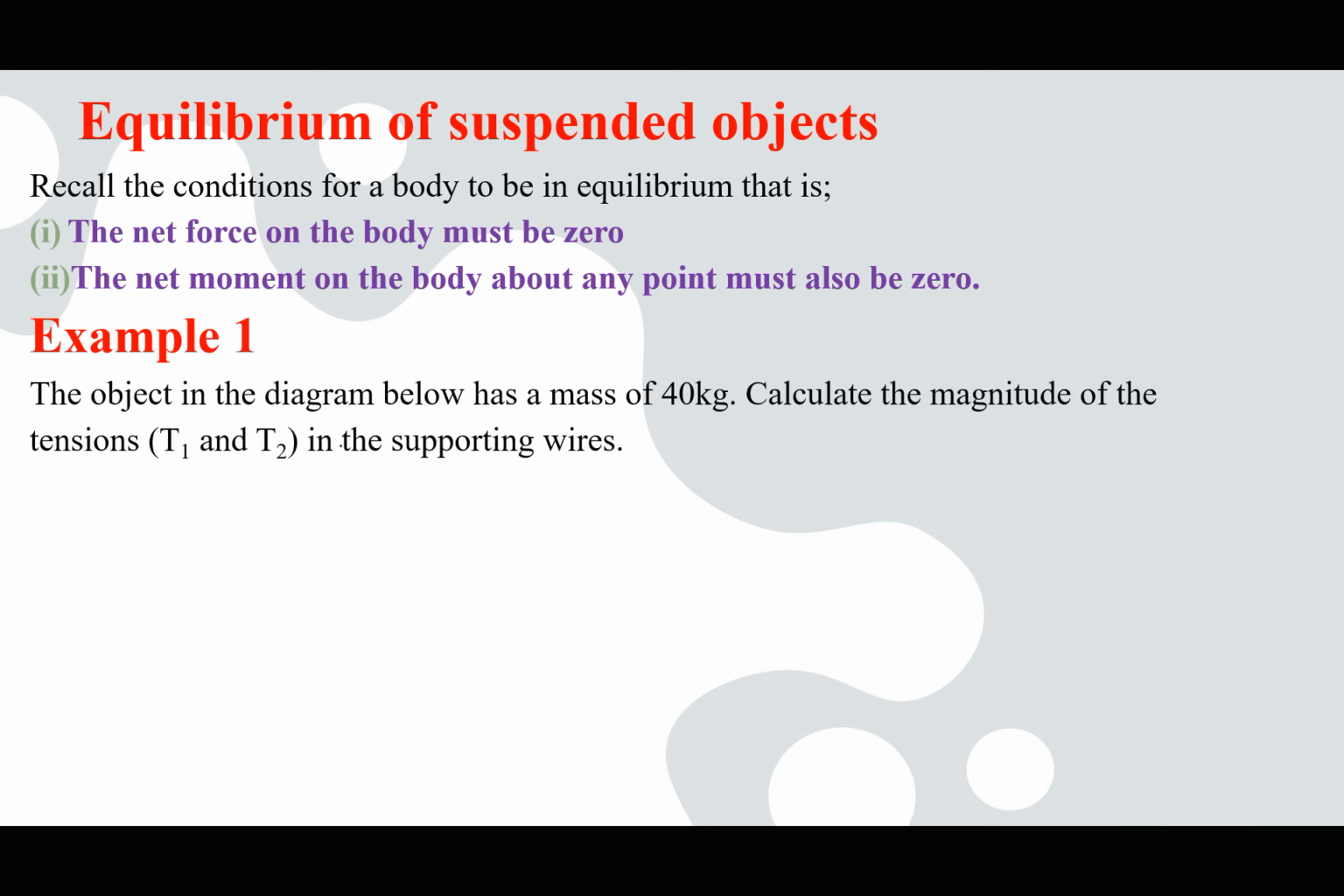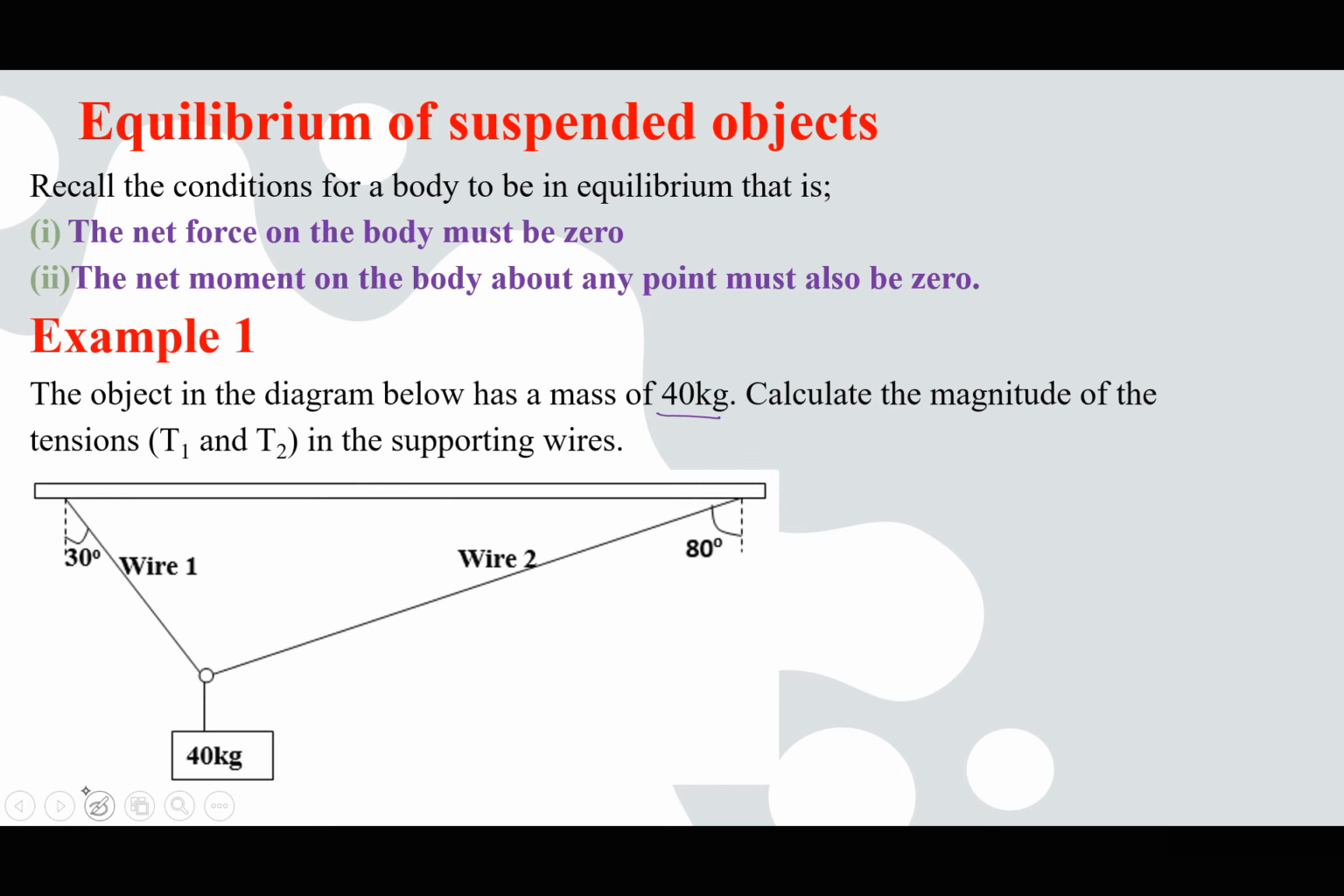The object in the diagram below has a mass of 40 kilograms. We are going to calculate the magnitude of the tensions T1 and T2 in the supporting wires. So we have a body which has been suspended by two wires, wire 1 and wire 2. Wire 1 is making an angle of 30 degrees to the vertical, and wire 2 is making an angle of 80 degrees to the vertical. And we want to find T1 and T2 if this object is in equilibrium. Of course, by the time an object rests like this, it is already in equilibrium.